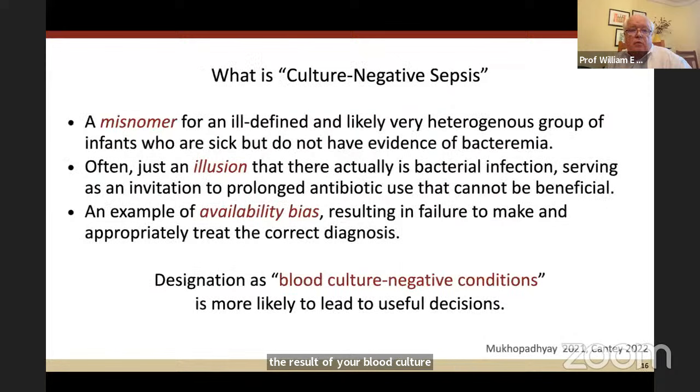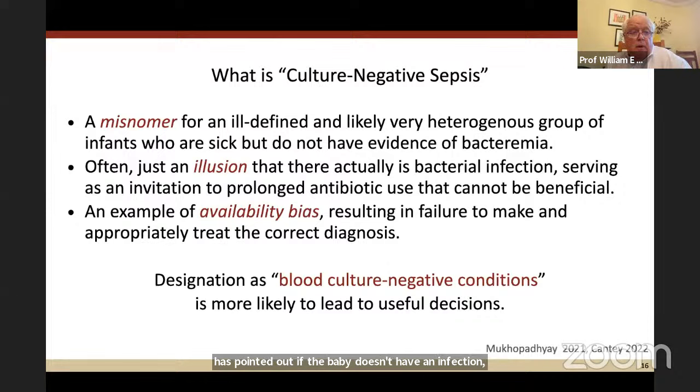So this brings us to the question at hand. What is this construct called culture negative sepsis? I think that this is really a misnomer, an incorrect label for an ill-defined and likely very heterogeneous group of infants who are sick, but who do not have evidence of bacteremia. Often, it is just an illusion that there's actually a bacterial infection, and this serves as an invitation to prolonged antibiotic therapy that really cannot be beneficial. As Karen Puopolo has pointed out, if the baby doesn't have an infection, antibiotics can't possibly help him.